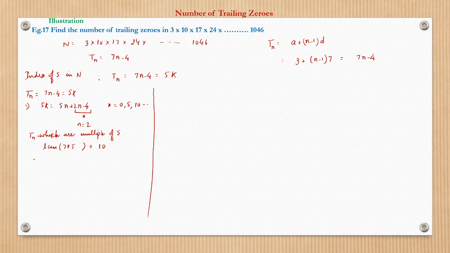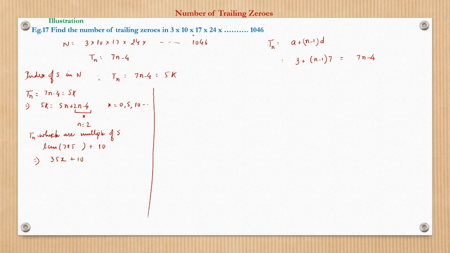So this is nothing but 35x plus 10, right? So this is the general term, and this has to satisfy n also, because this is a term which is found in this overall n. So how many such terms are there? And these terms are multiples of 5. So this we will find out.